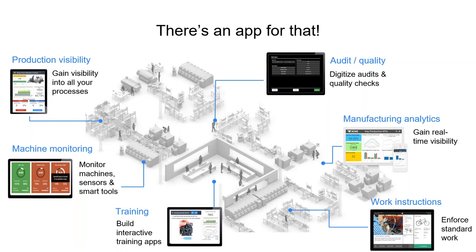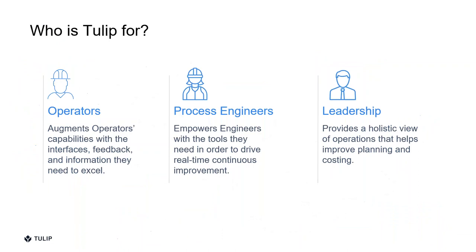So for example, a machine may tell you that it's down, but it may not know why it's down. Oftentimes there's an operator performing a task that's got that information locked in their mind, and you need a way to be able to get that feedback into the data infrastructure that's underlying your operation. These are just a few examples of the types of applications that our customers are building with Tulip today.